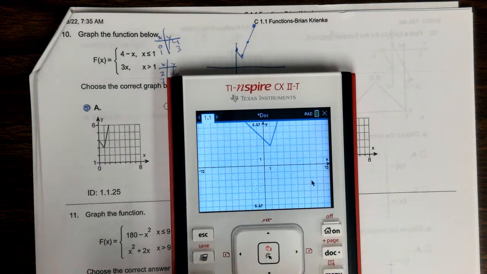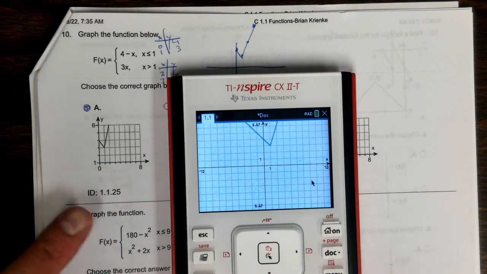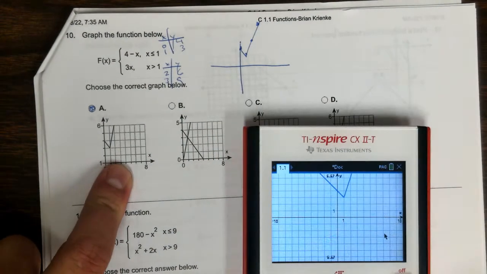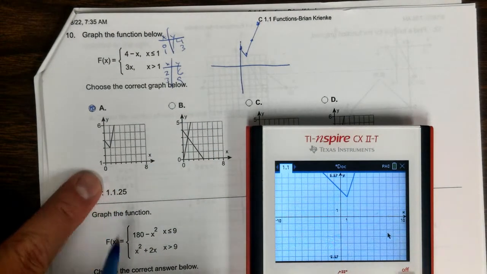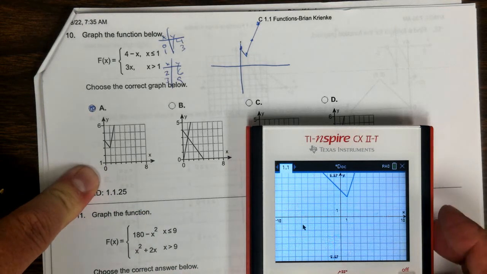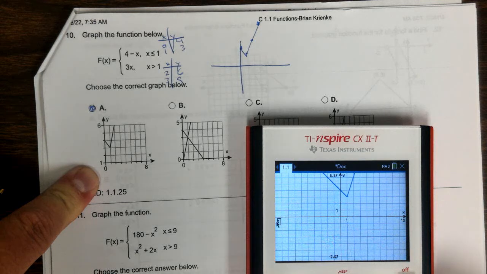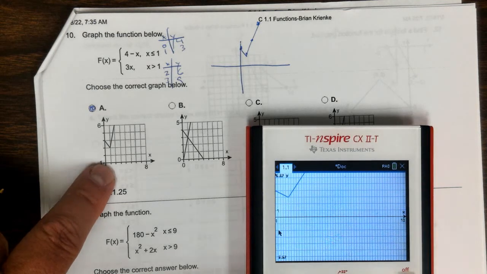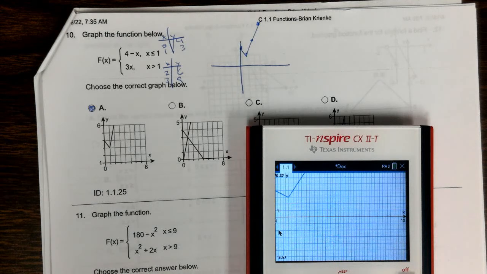Now that's actually a little tricky. I mean, I guess that's the only one. But if you notice their window, this is just going from 0 to 8. And so if I double click here and put 0, then it's going to look closer to what we have, which is that. Alright, so that's how you graph the piecewise on the calculator.